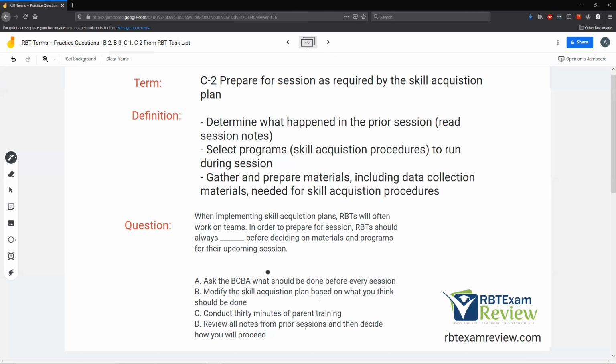So, question, when implementing skill acquisition plans, RBTs will often work on teams. In order to prepare for session, RBTs should always what before deciding on materials and programs for their upcoming session. So, what should you do, okay, before every session? A, ask the BCBA what should be done before every session.